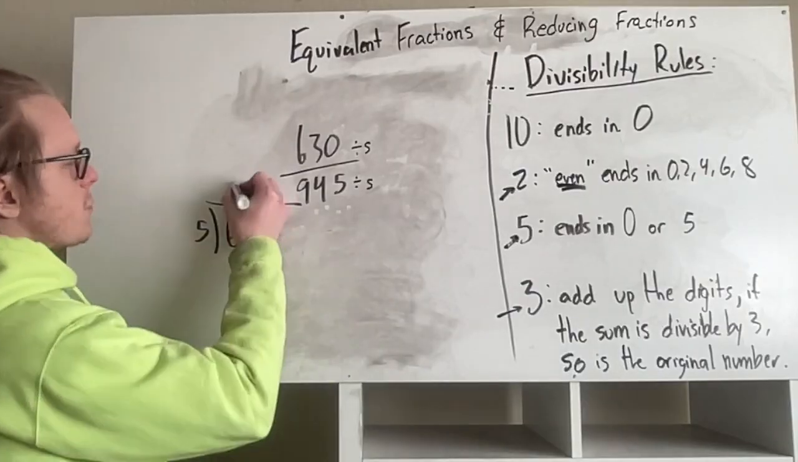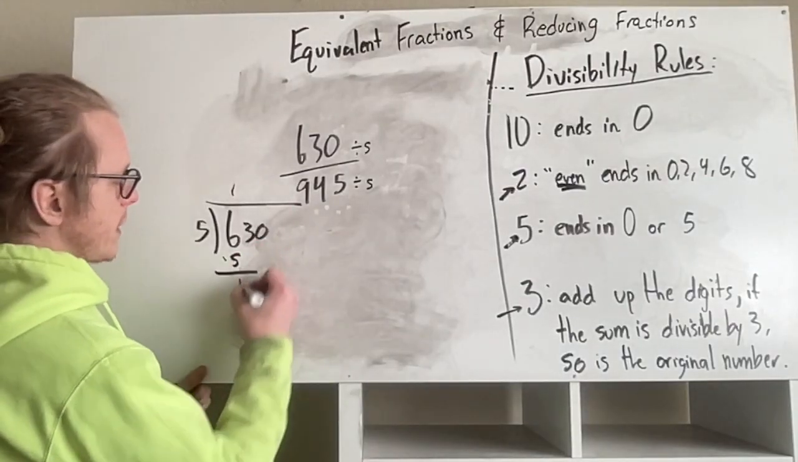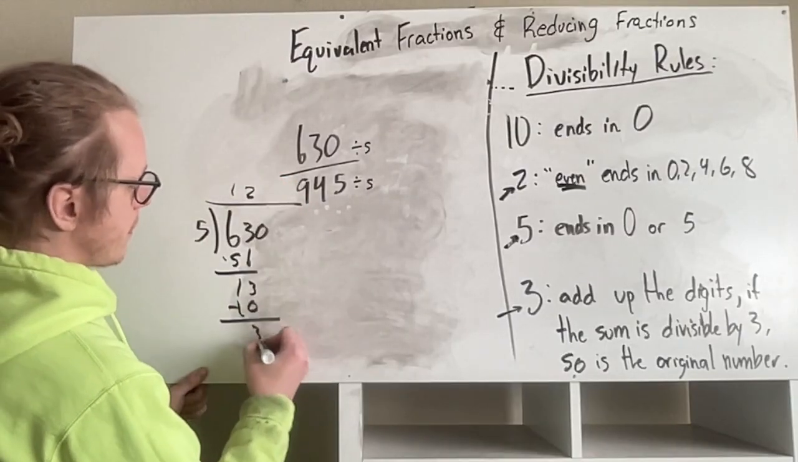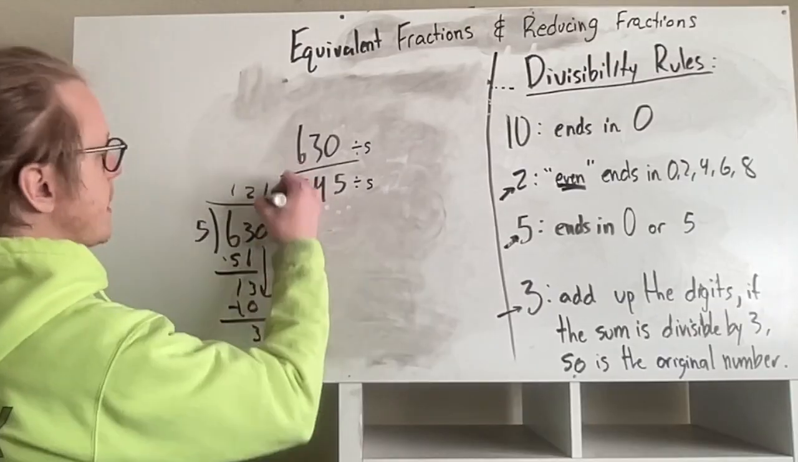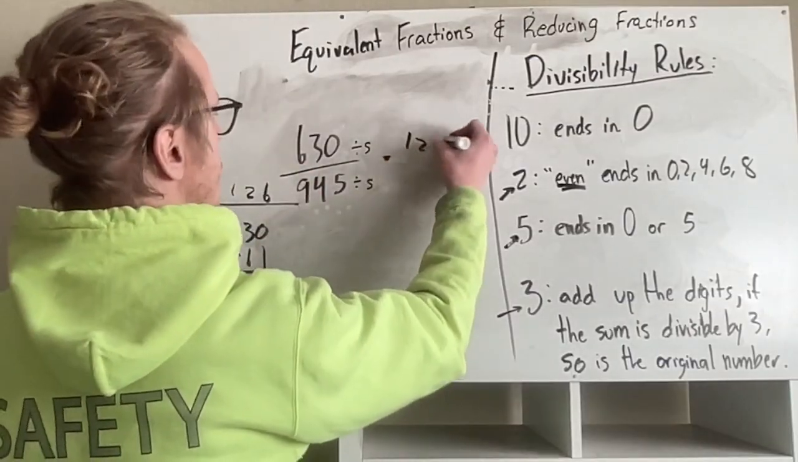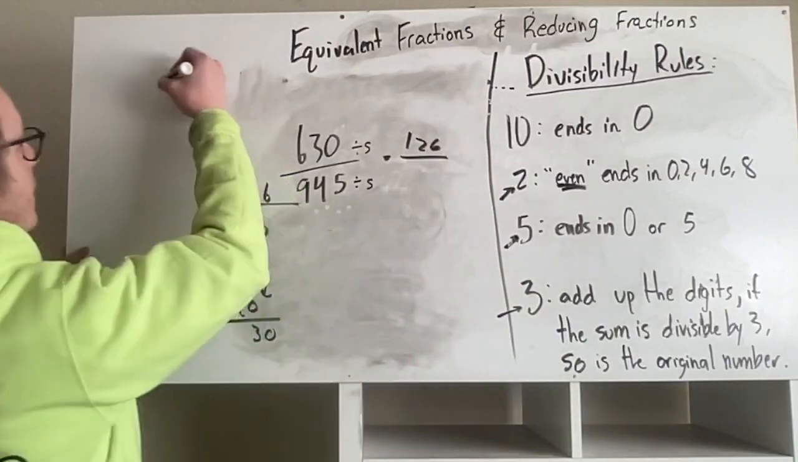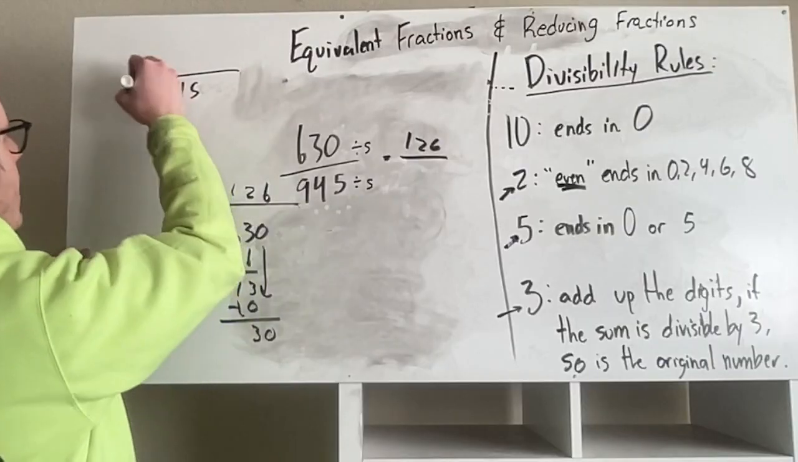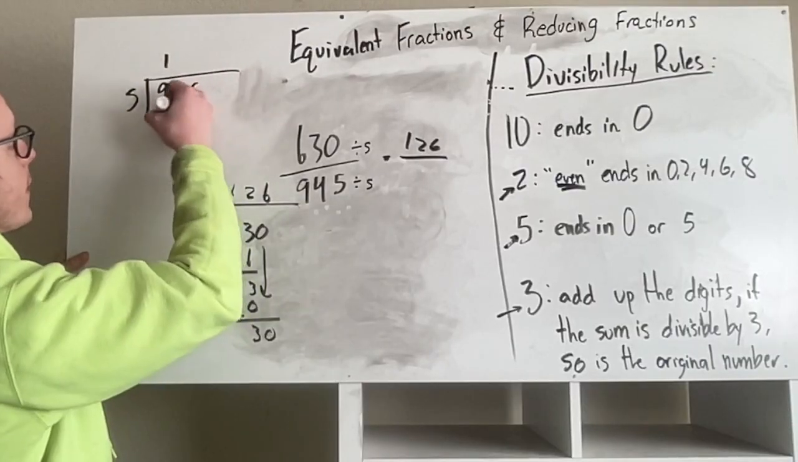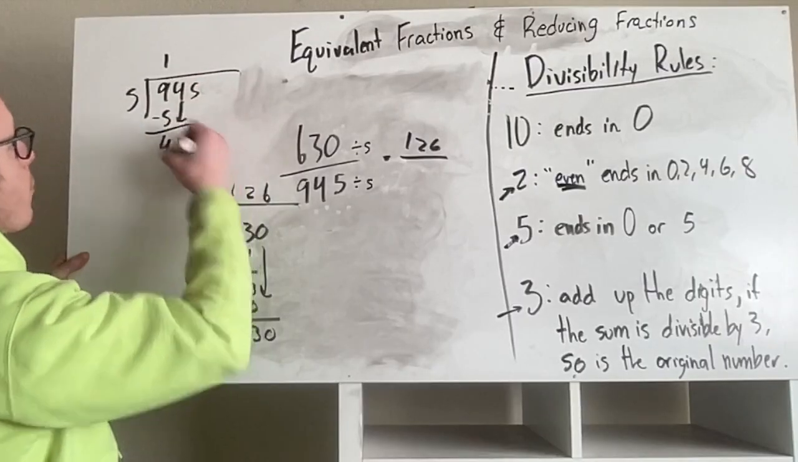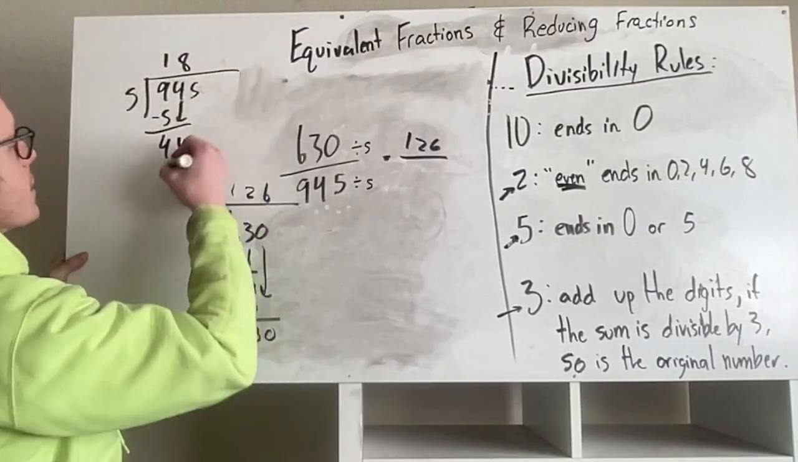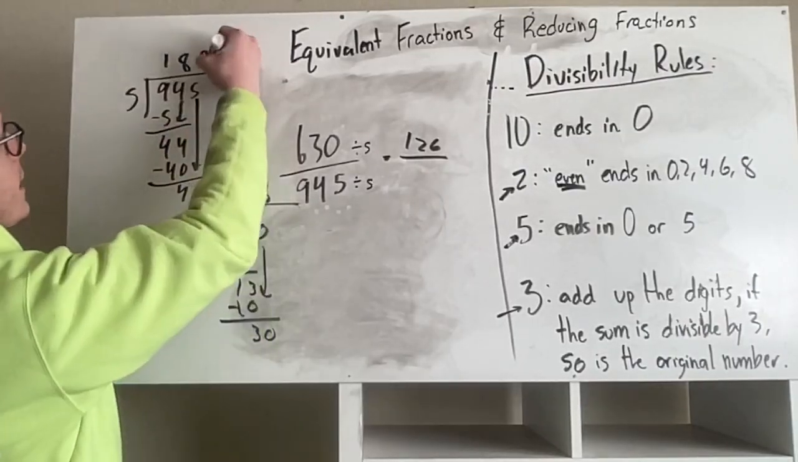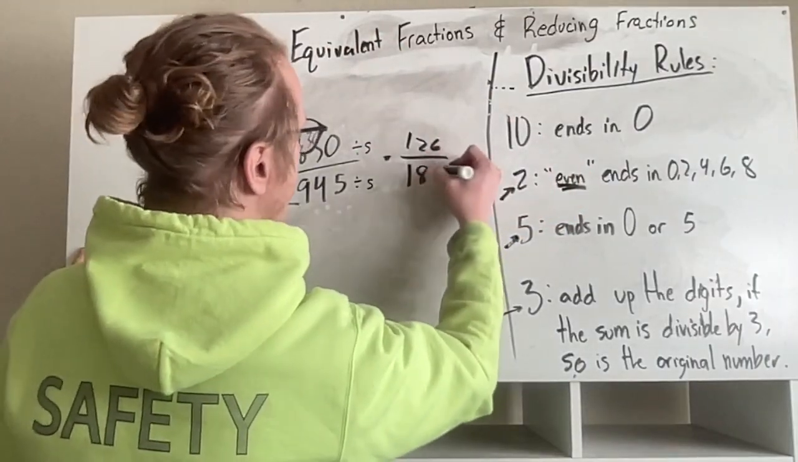Okay, 5 goes into 6 one time. 1 left over. 13. 2 times. 3 left over. 6 times. So this is 126. Okay, and then 945 divided by 5. 5 goes into 9 one time. 4 left over. Bring down the 4. Goes in 8 times. 4 left over. Bring down the 5. Goes in 9 times. Okay, so 189.